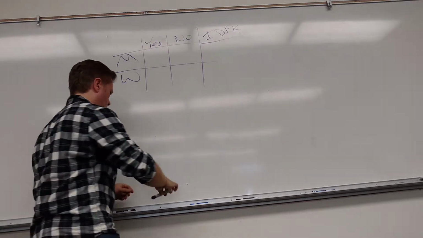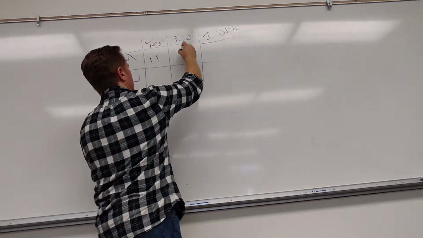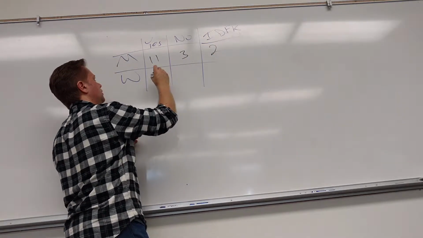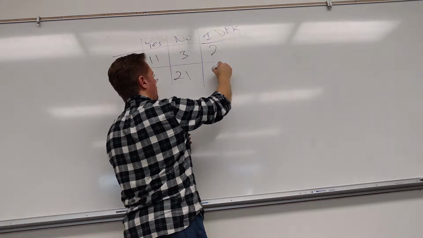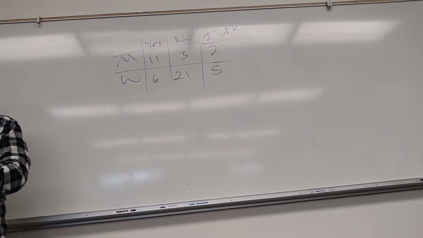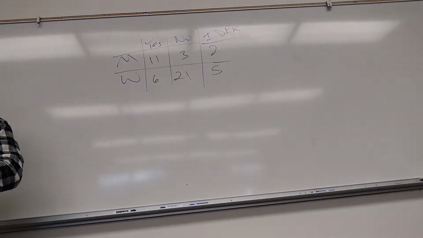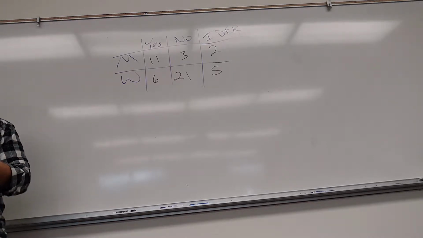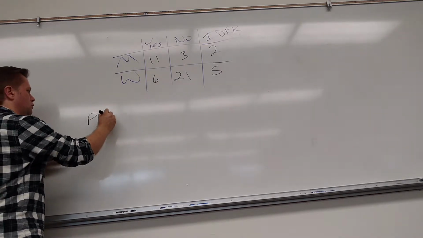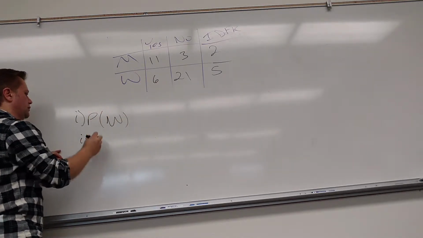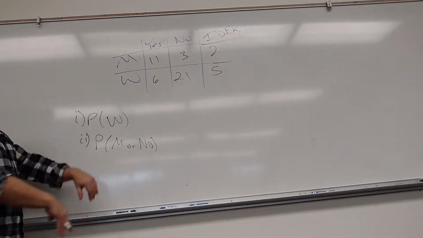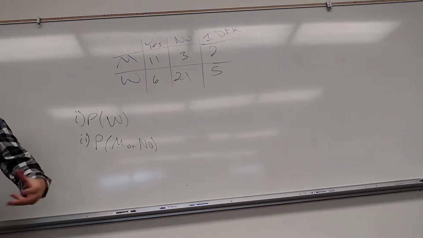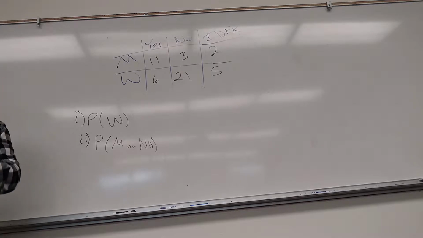I'm going to put the numbers up here. Let's say 11 men said yes, 3 men said no, and 2 men said they don't know. 6 women said yes, 21 women said no, and 5 women said they weren't sure. This is a really rich place to go for probability questions, like what's the probability it's a woman, or a man, or they said no. But what should I do even before I look at those questions? I've got to see what the totals are, because probabilities are based on totals.